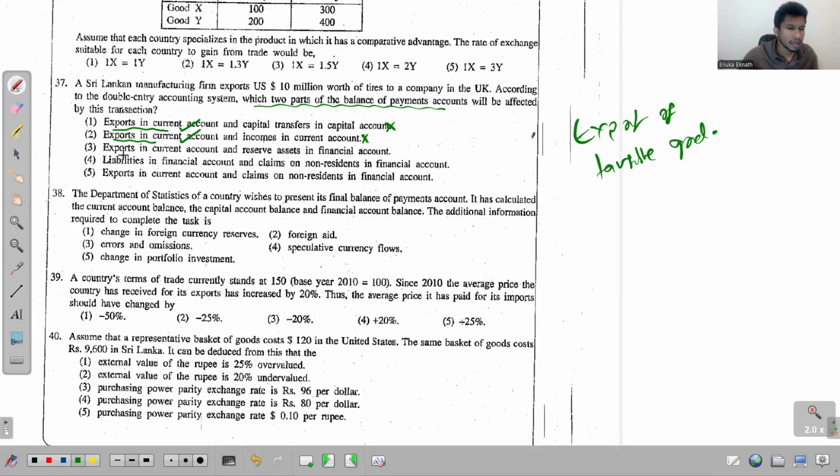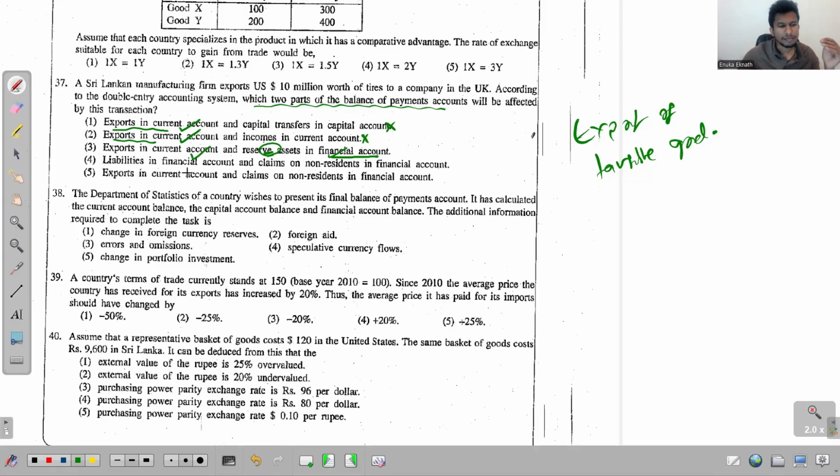The third one, exports in the current account, yes. Reserve assets in financial, yes, it's a financial account, but not under the reserve. It may go to the reserve asset if whatever the dollar amount is kept by the central bank. If it is coming to the commercial banks, then it goes under the currency account, as I mentioned earlier. But this one is a little problematic.